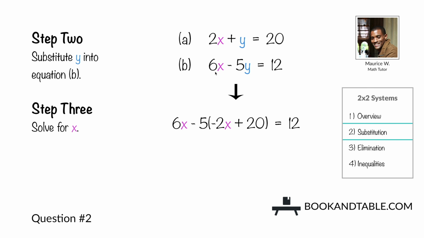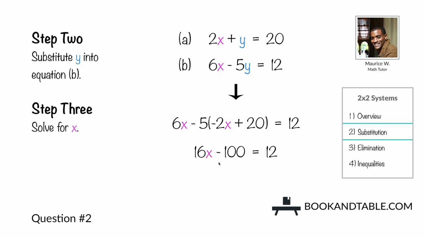When we do so, we get 6x minus 5 times negative 2x plus 20 is equal to 12. When we distribute the negative 5, we get negative 5 times negative 2x, which is positive 10x. Negative 5 times 20 is negative 100, and that's equal to 12. We can combine the like terms. 6x plus 10x would give us 16x, minus 100 is equal to 12.